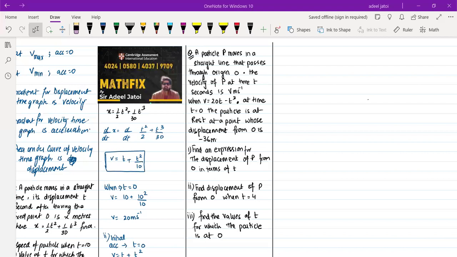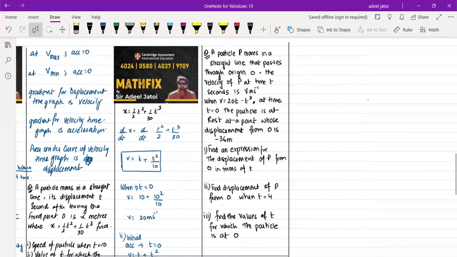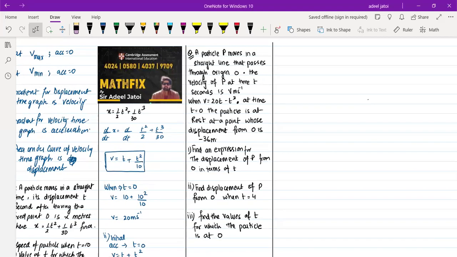Okay, here's another question. A particle P moves in a straight line that passes through origin O. The velocity of P at time t seconds is V. When V is equal to 20t minus t cube at time t is equal to 0, the particle is at rest at point P, whose displacement from O is negative 36, going in the negative direction. Find the expression for the displacement.